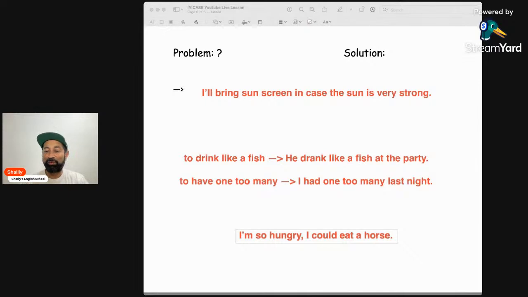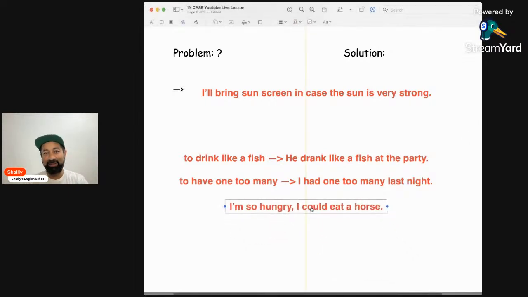What do you think about this one? Here's another idiom. You got me going now. I love idioms. I think they're really funny. What does this mean? Eat like a rabbit. Eat like a rabbit. What do you think that means? Eat like a rabbit.